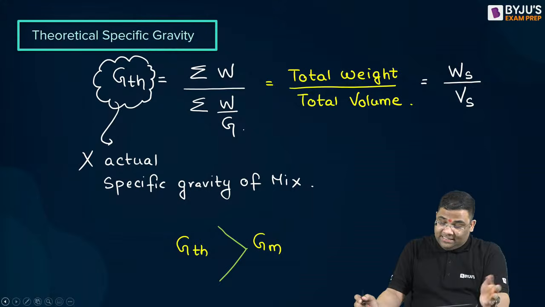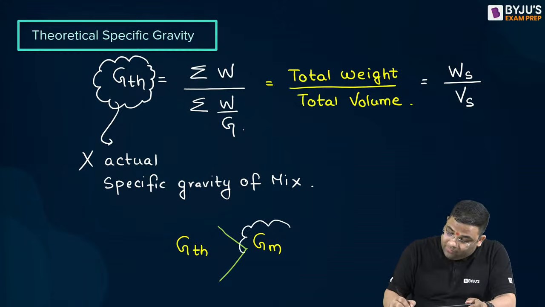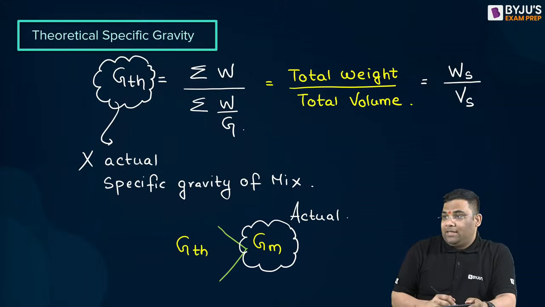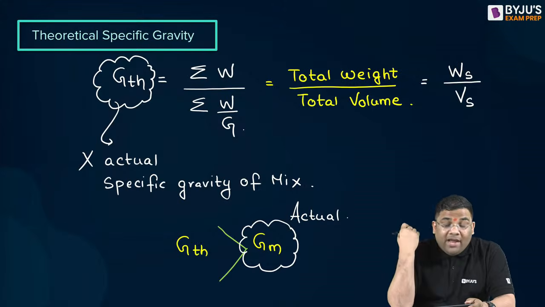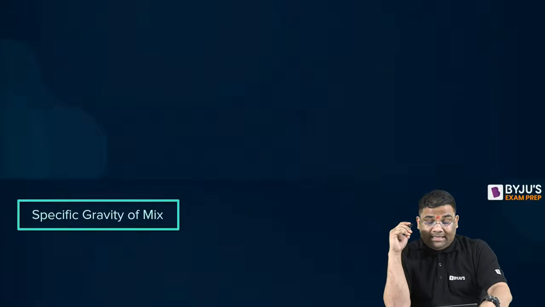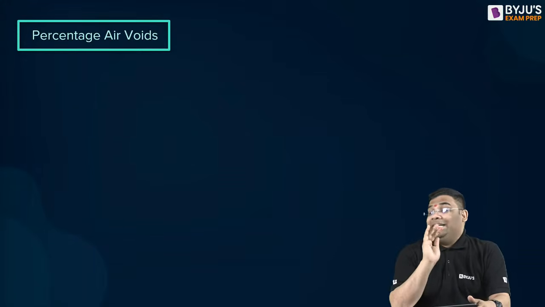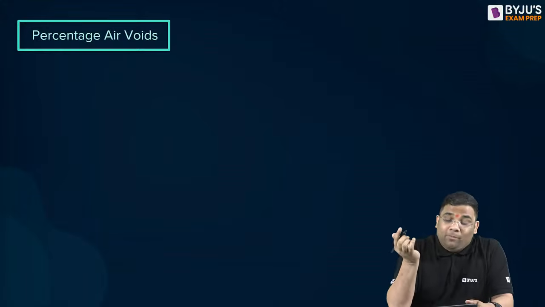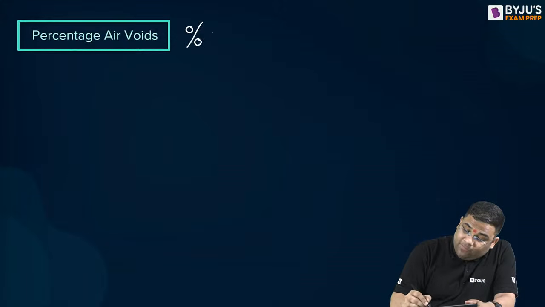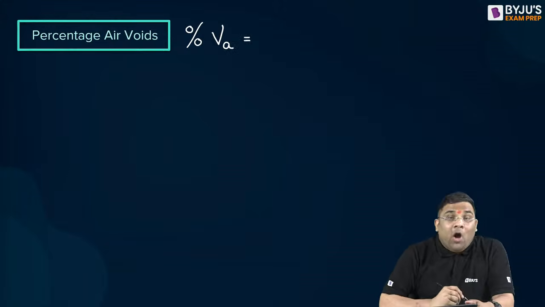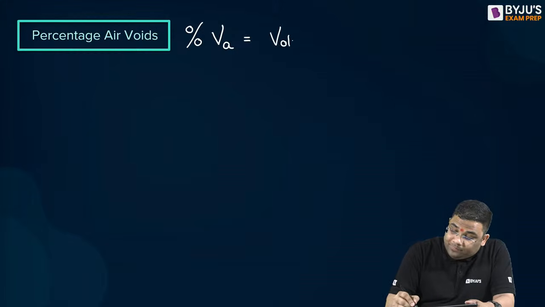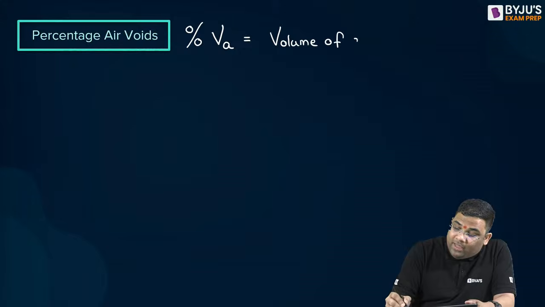Now this question arises. If this is the actual one, why at all are we finding the G theoretical? The answer is to find out the percentage air void. Now what is percentage air void? I'll denote it as VA. And how do we calculate that? It is the volume of air divided by total volume, into 100.